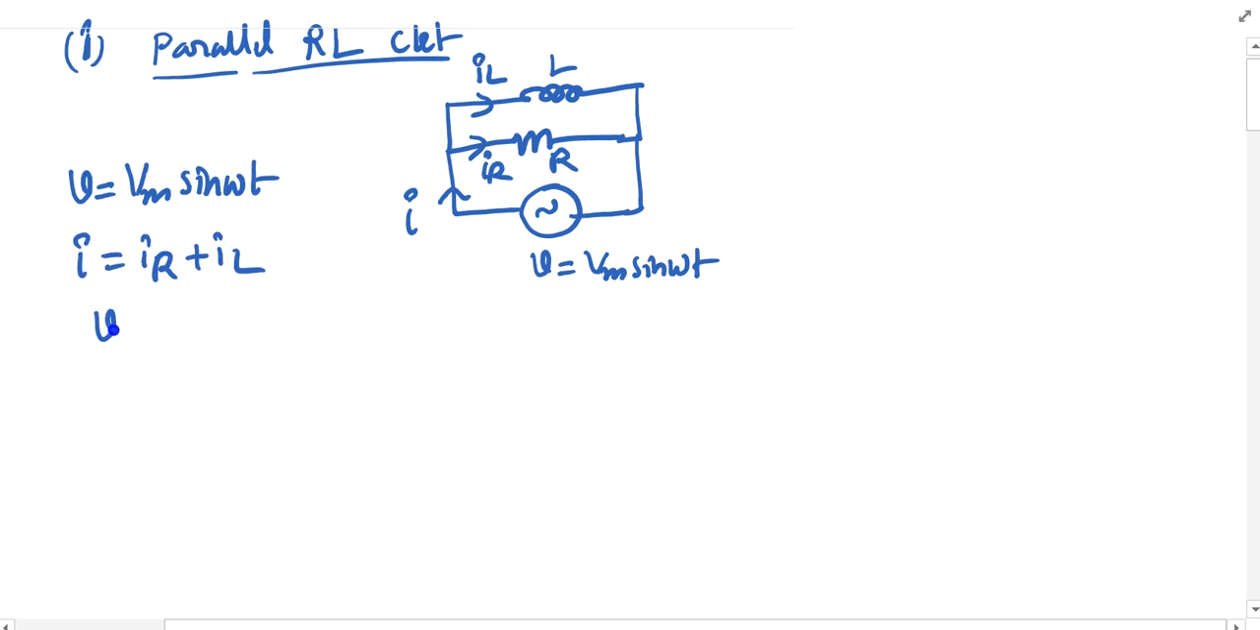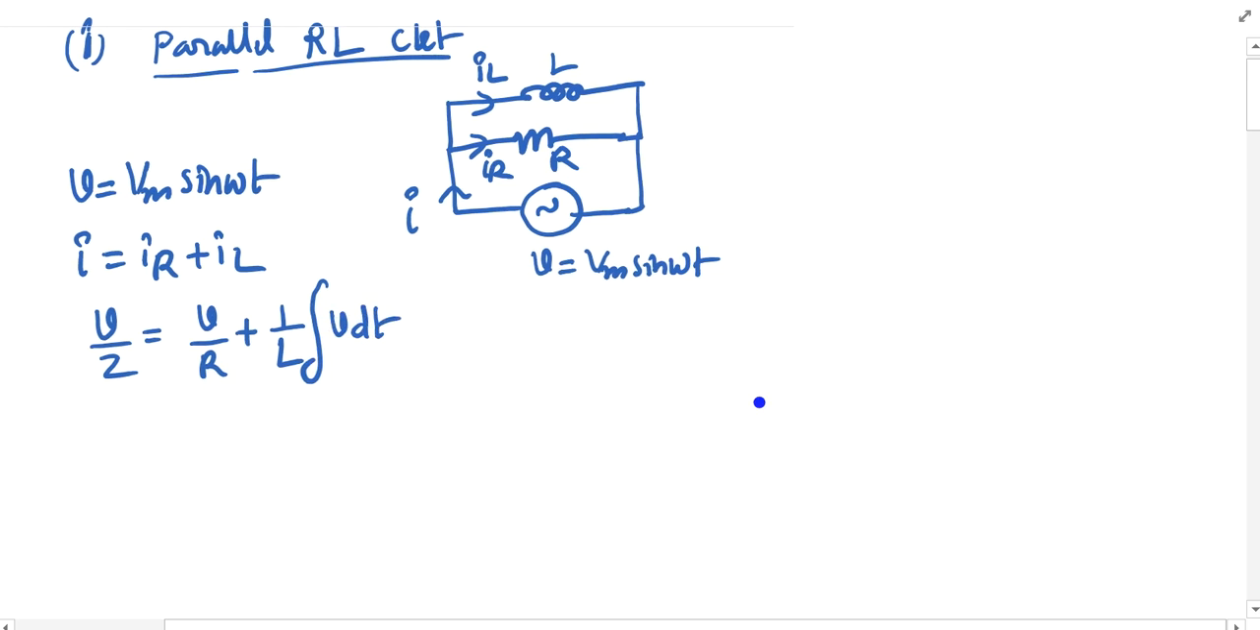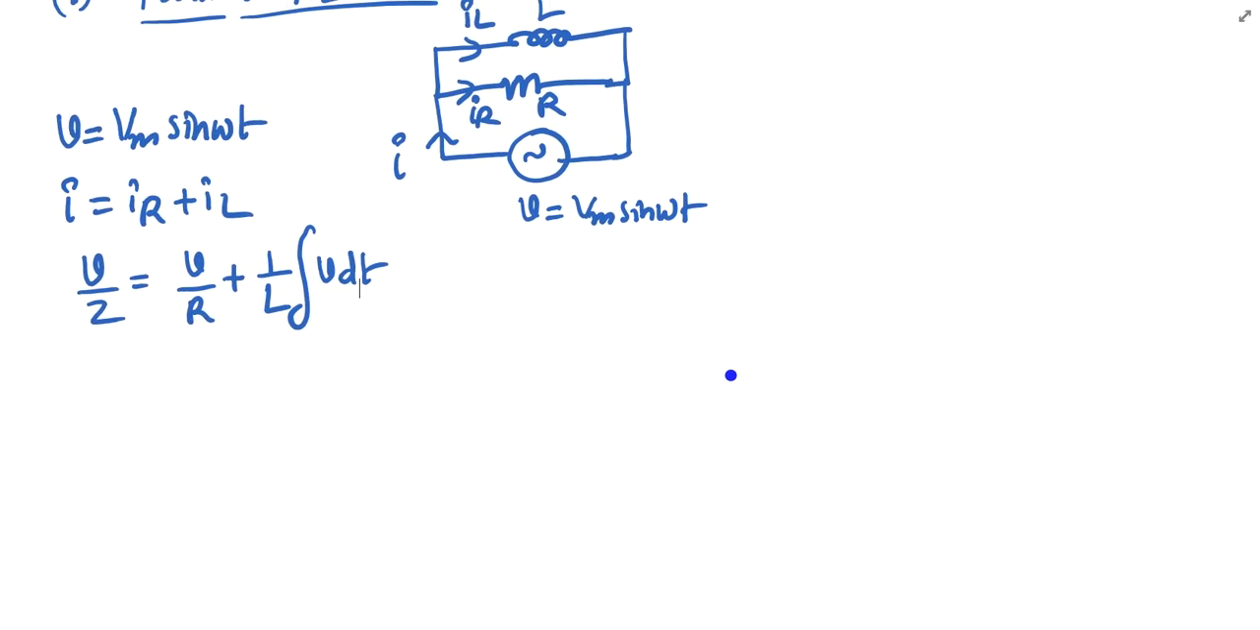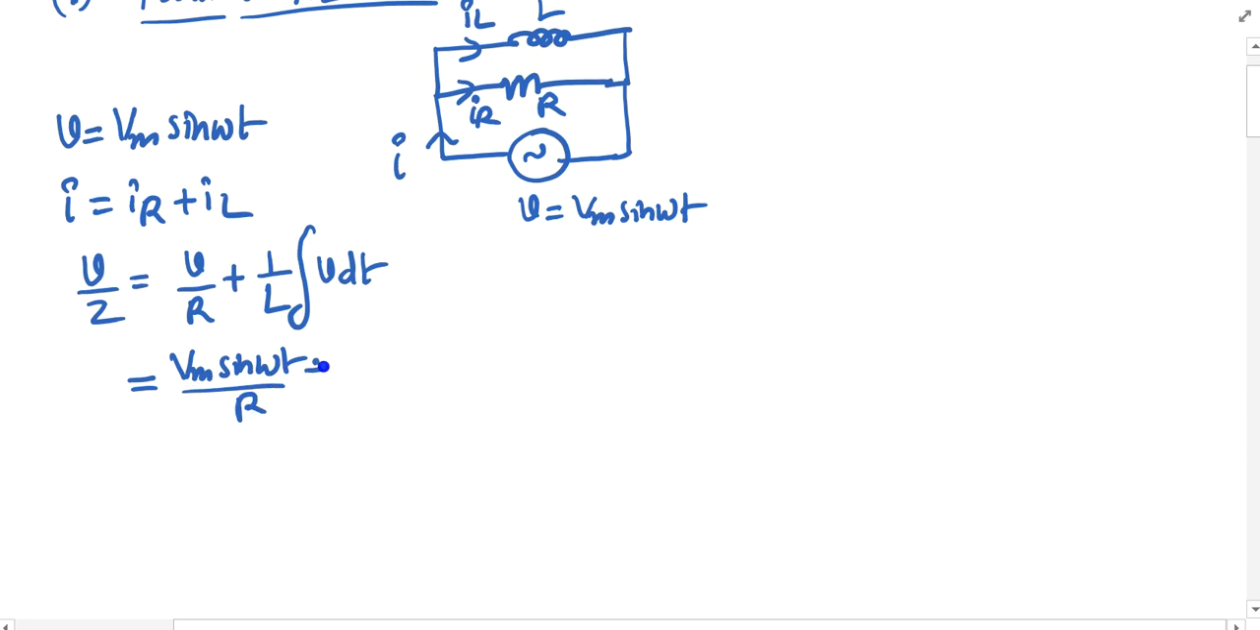So what is I here? That is nothing but V by Z, because it is the impedance. And IR is nothing but V by R, plus IL, which is 1 by L times the integration of V dt. So this is the expression. Now V is Vm sin omega t, so I is Vm sin omega t by R plus 1 by L times the integration of Vm sin omega t dt.